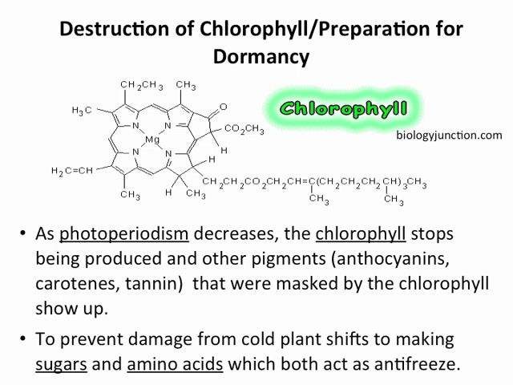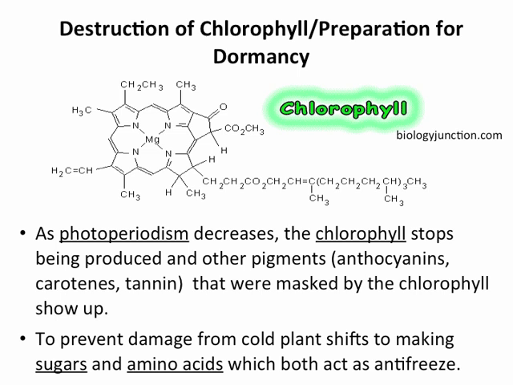So as photoperiodism decreases, that's the amount of light, the chlorophyll stops being produced. And other pigments that were there all along, the anthocyanins, which are kind of reddish, the carotenes, which are kind of orangey, the tannins, which are brown, they were masked by the chlorophyll showing up. So there's so much chlorophyll, which is green, that it's masking the other colors. So when you stop producing that chlorophyll, because the temperature is dropping, and so the plant's not making it anymore, that's when you see the beautiful colors in the trees that we have up in New England.